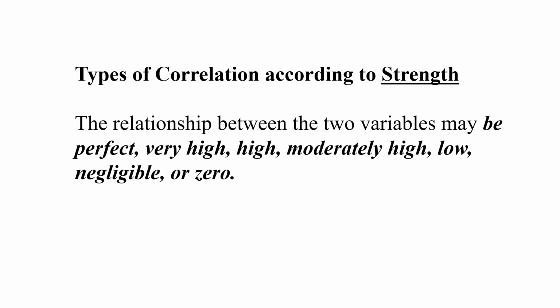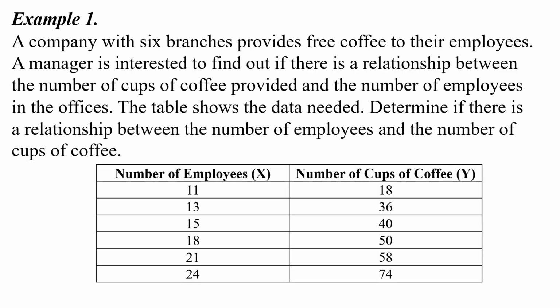Okay, so types of correlation according to strength. Okay, so the relationship between the two variables may be perfect, very high, high, moderately high, low, negligible, or zero. So, ito, i-discuss natin yan sa ating next topic. Okay. So, mag-focus lang muna tayo dun sa direction. Okay, now let's have an example.